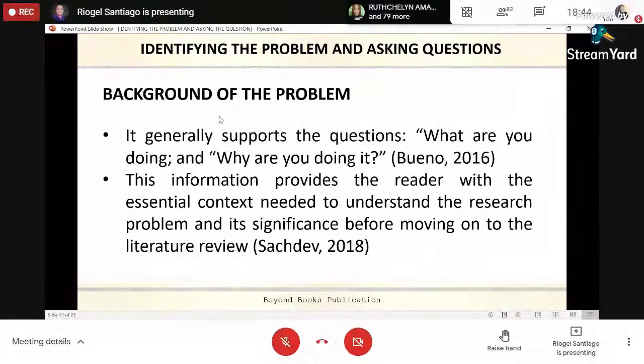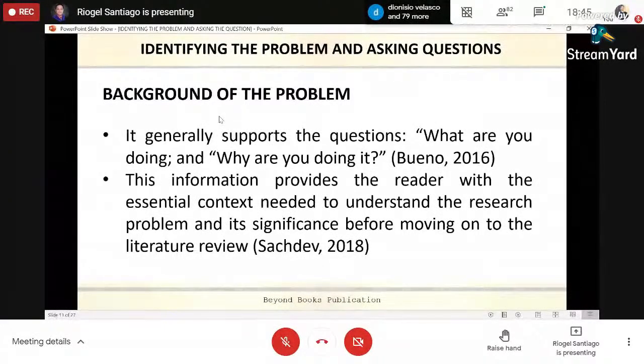So now, itong mga questions na ito should be answered sa background of the problem pa lang. Makita na kaagad ng mga readers natin, especially ng mga nag-check nating mga research teachers, kung ano at bakit mo ginagawa yung research na yan. This information provides the reader with the essential context needed to understand the research problem and its significance.